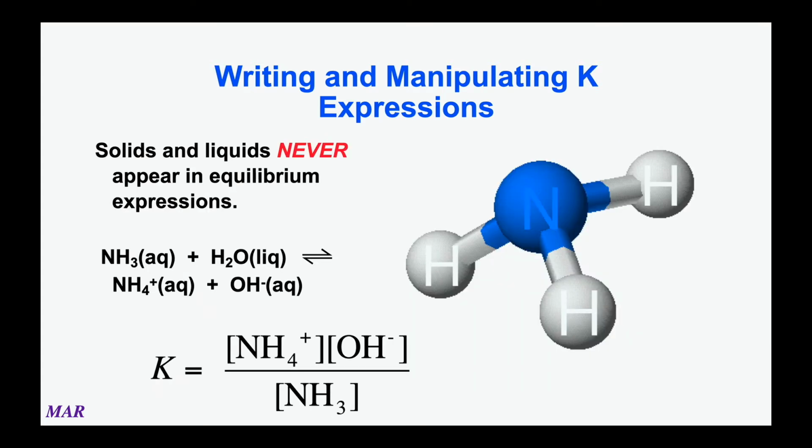This one's going to be more like a lot of the examples we're going to see, where water, a liquid, is excluded. And again, remember, solids and liquids never go in the equilibrium constants. So this reaction is ammonia, NH3, reacting with water. It makes ammonium, NH4+, plus hydroxide. Water is a liquid at room temperature, so it's usually not included in equilibrium constants. Products over reactants, K would be ammonium times hydroxide divided by ammonia. But again, no water; solids and liquids are always excluded from K expressions.